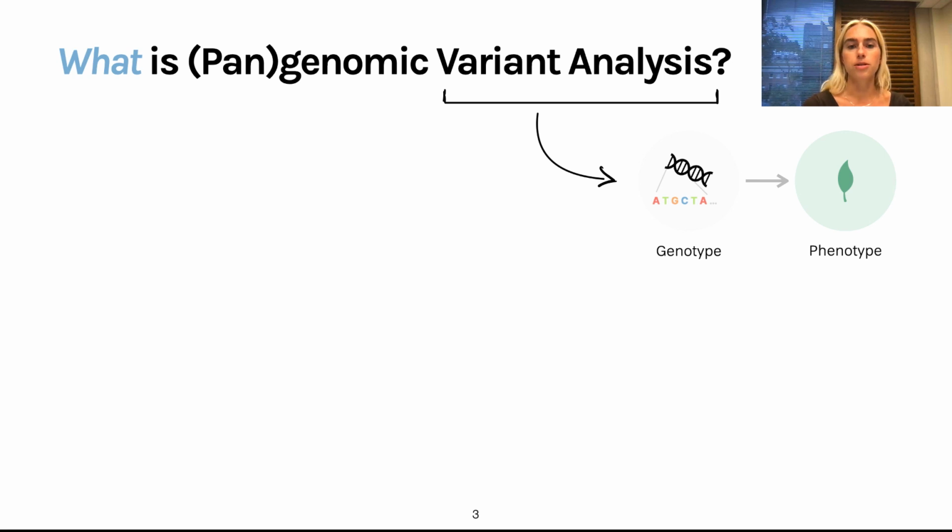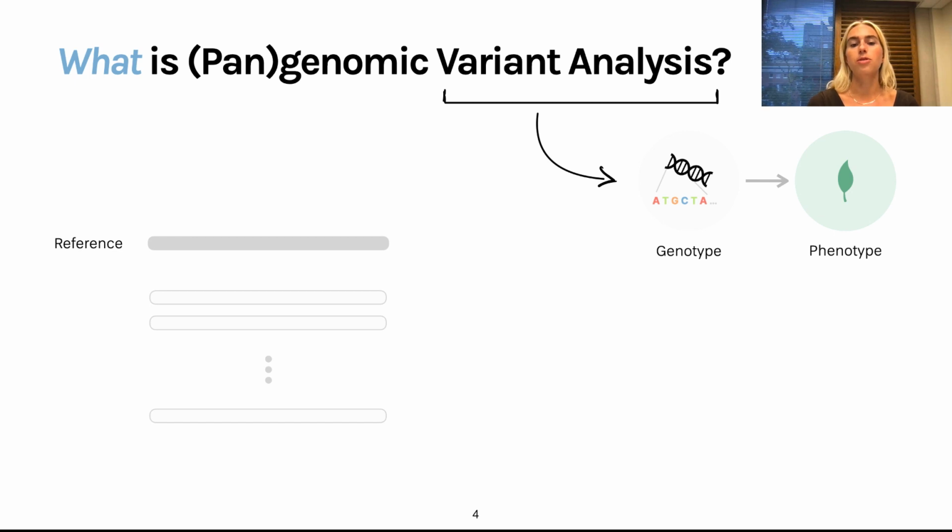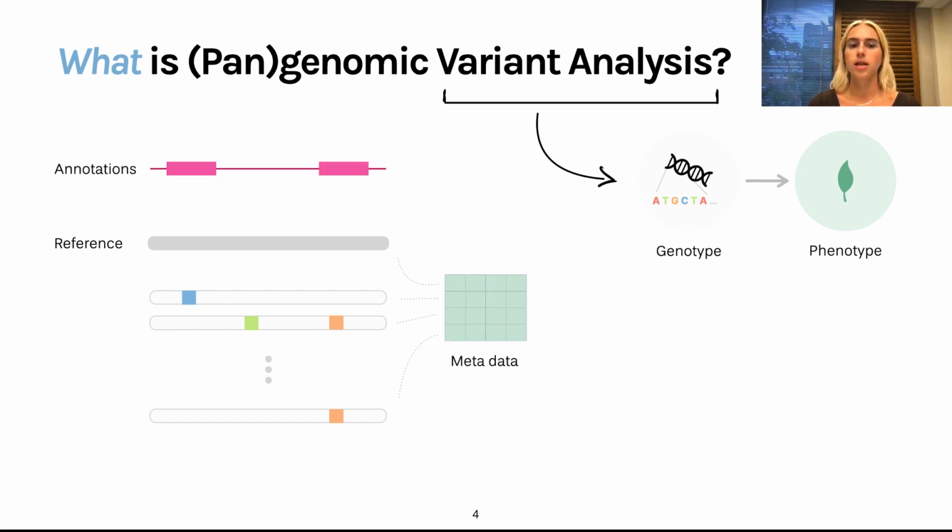Traditionally, genomics researchers in these domains try to identify genetic elements contributing to these relations by comparing the sequence of the basic units or nucleotides to a reference genome for that species. Then they assess their impact with annotations and metadata.